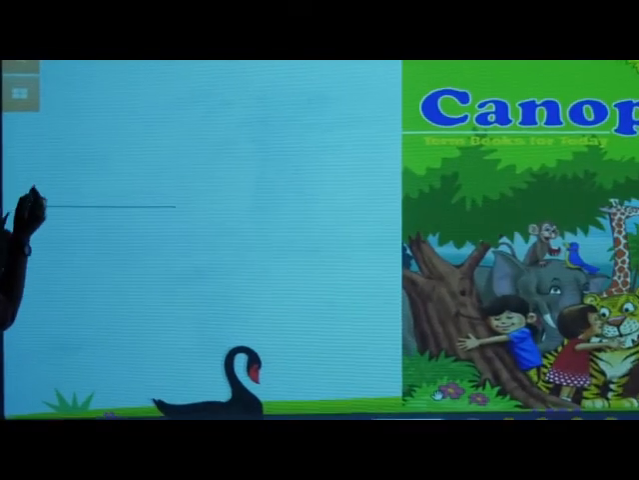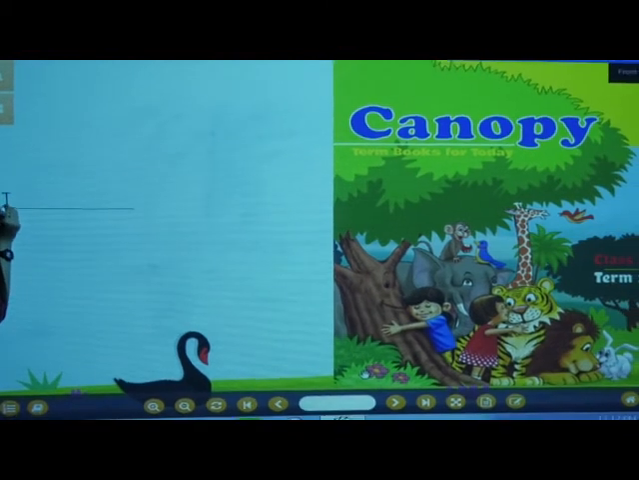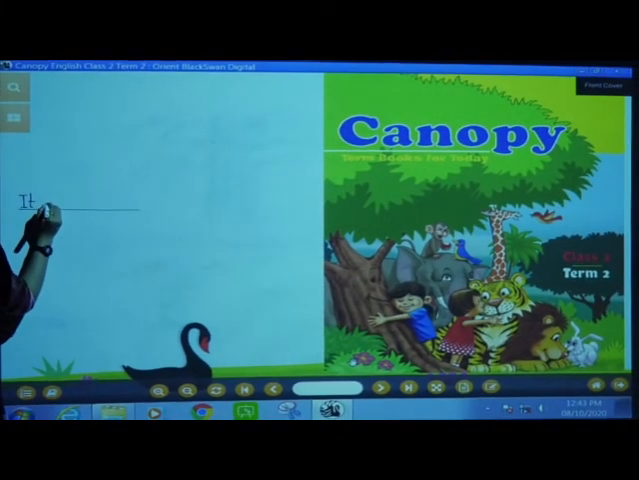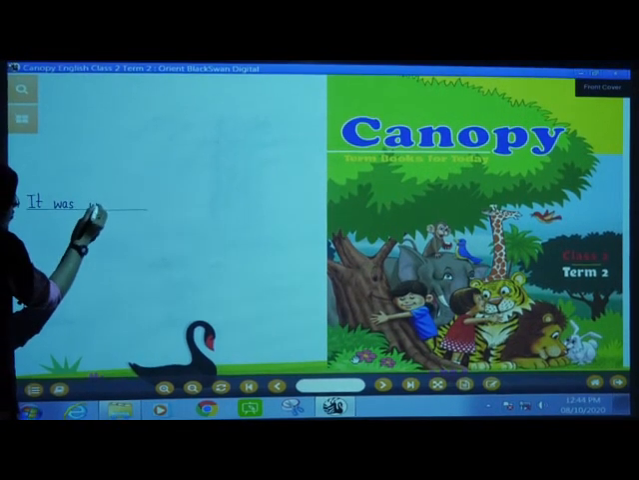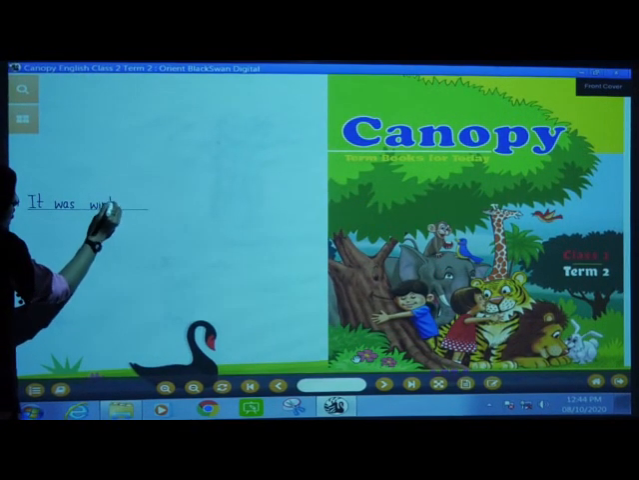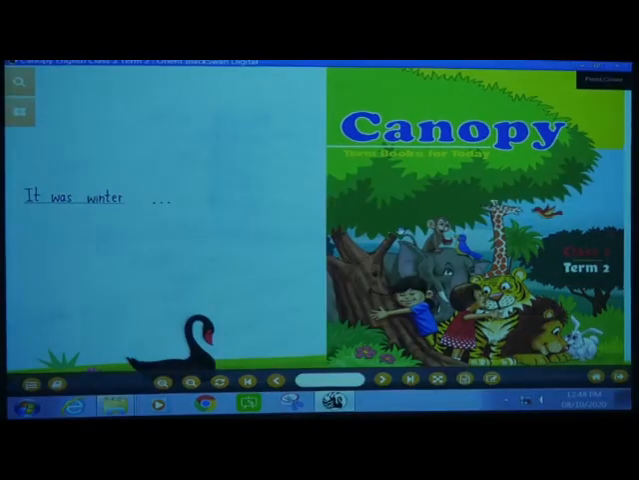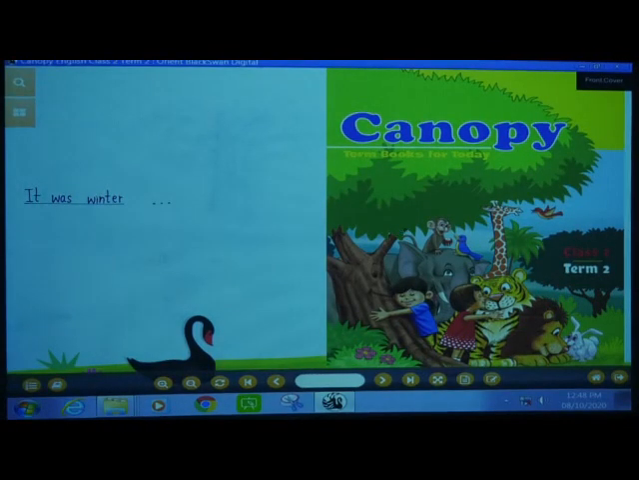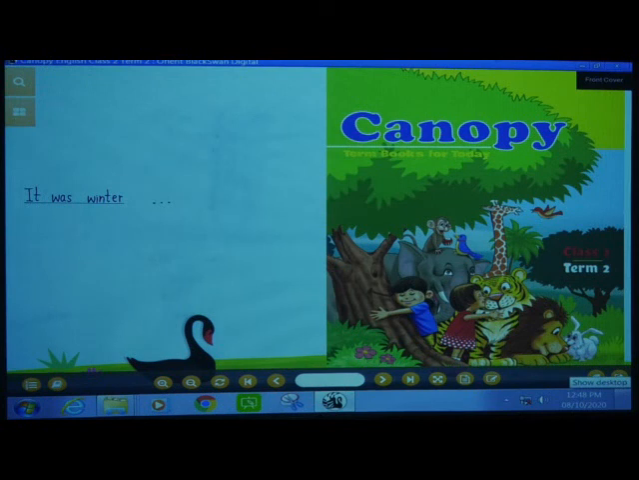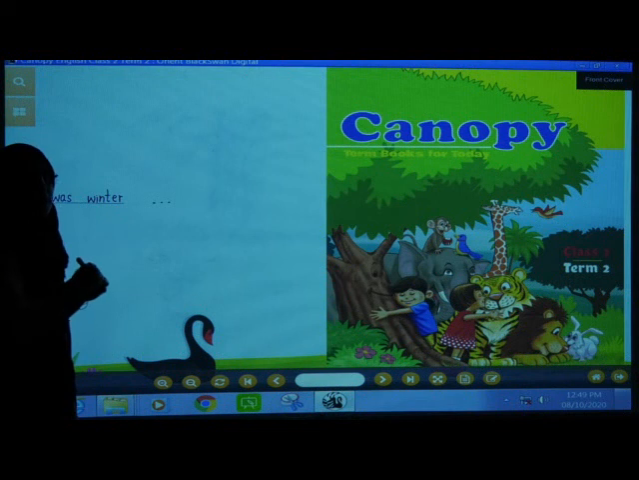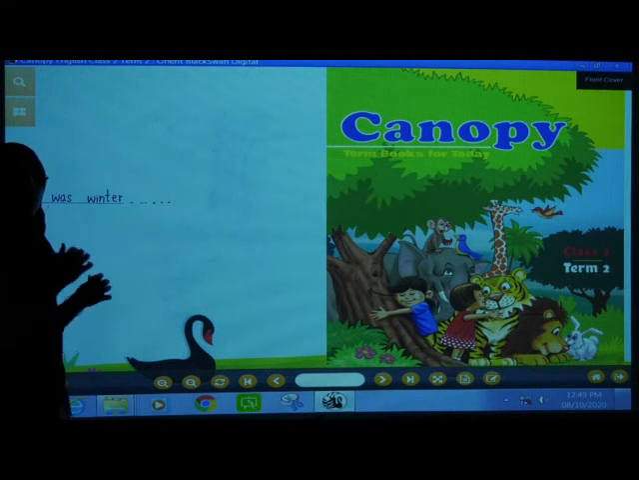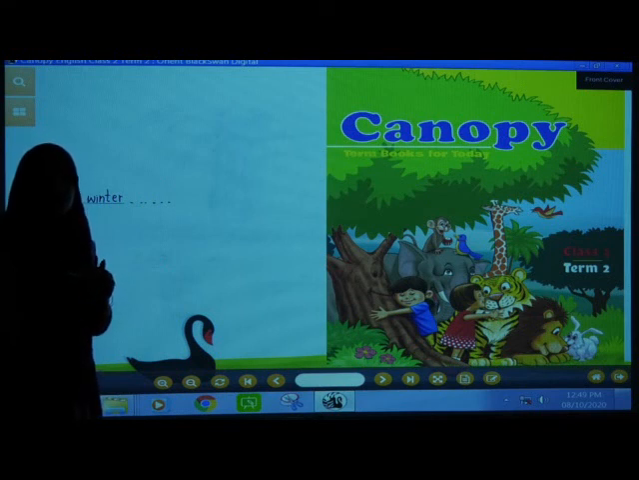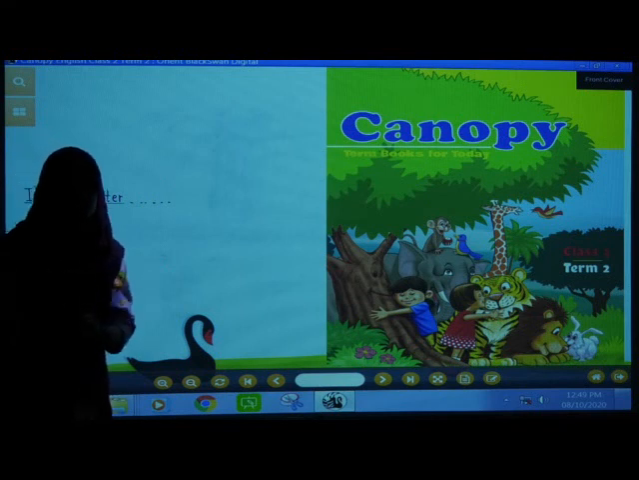So here I will write, it was winter. So children, what have I written on the board? It was winter. And I have given the dashes here, which means it still continues. So what it means is the season was winter, okay.